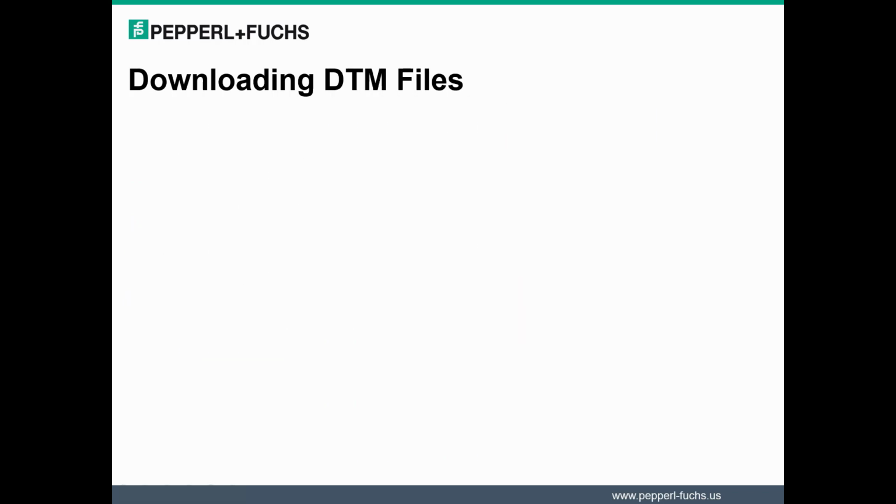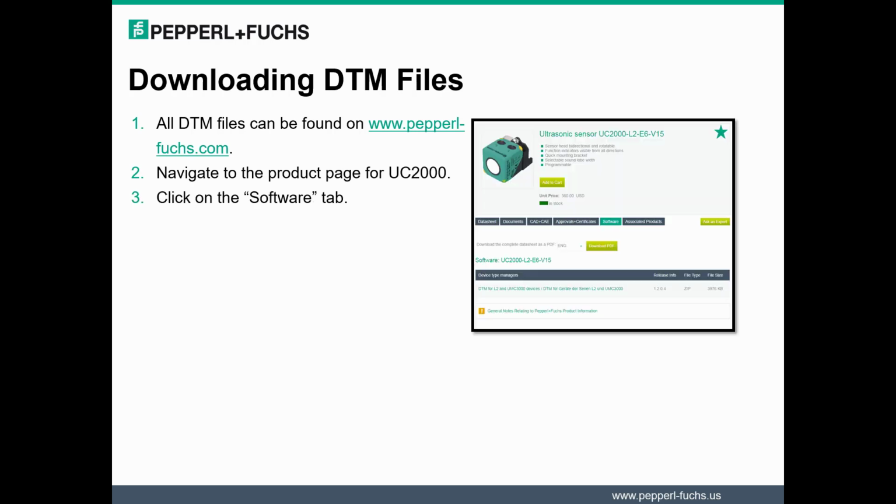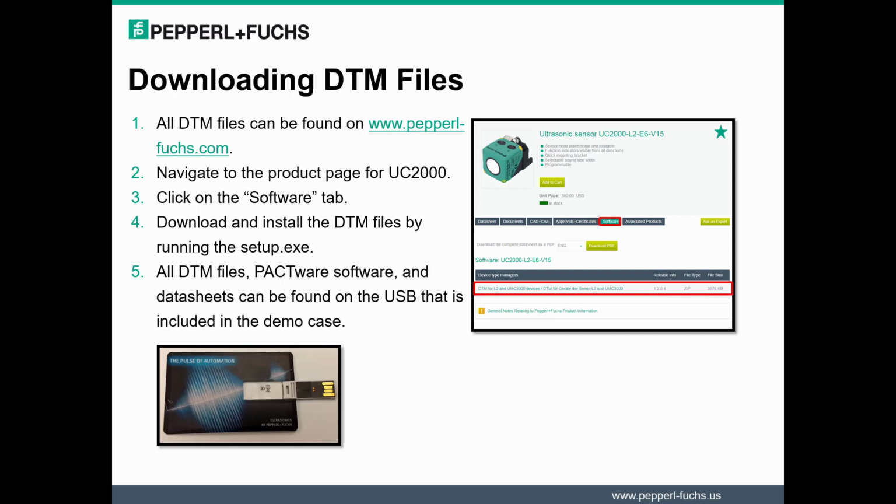The next step in the connection process is obtaining the DTM files which serve as drivers for the applicable sensor, in this case the UC2000 and UC-Prog1 USB. All DTM files can be found on the Pepperl+Fuchs website. Navigate to the product page for the UC2000. Click on the Software tab. Download and install DTM files by running the setup. All DTM files, PACTware software, and datasheets can also be found on the USB included in the demo case. Repeat the process for the UC-Prog1 USB.